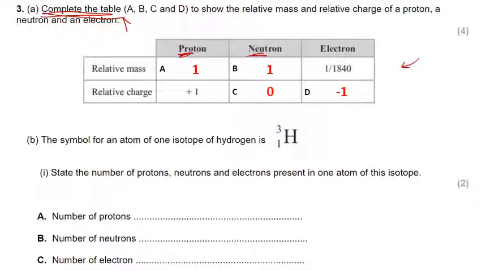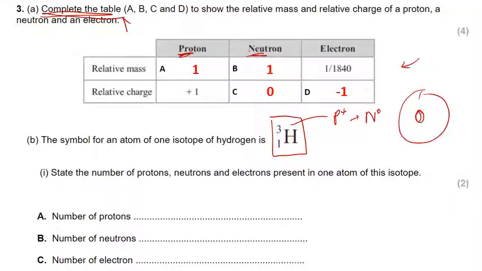And this will help us in the next question, which is state the number of protons, neutrons, and electrons present in one atom of this isotope. So here's the isotope. Now we've got a mass number here. The mass number just tells us the number of protons and the number of neutrons in the middle, in the nucleus. Now this number here just tells us the number of protons.